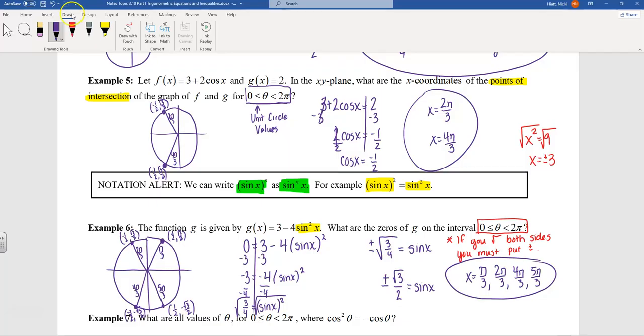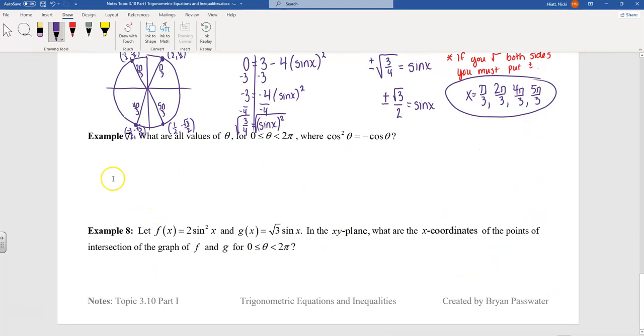All right, let's take it up one more notch, and then we'll be about ready to go. So let's look at 7. It says, what are all the values of theta for 0 less than or equal to theta less than 2 pi, where cosine squared theta equals negative cosine?